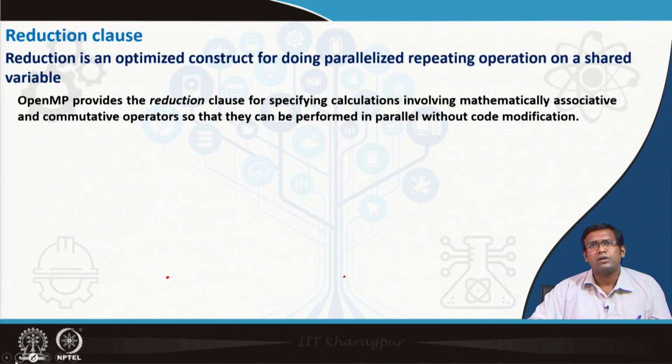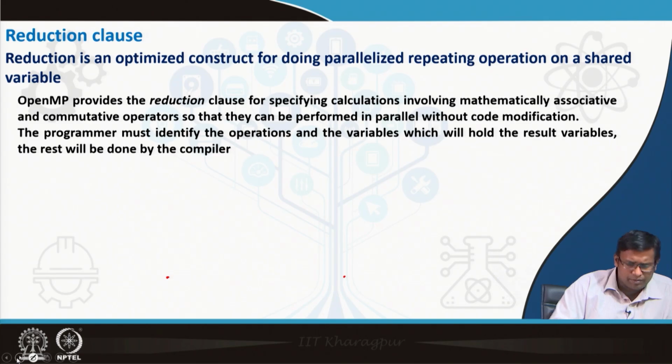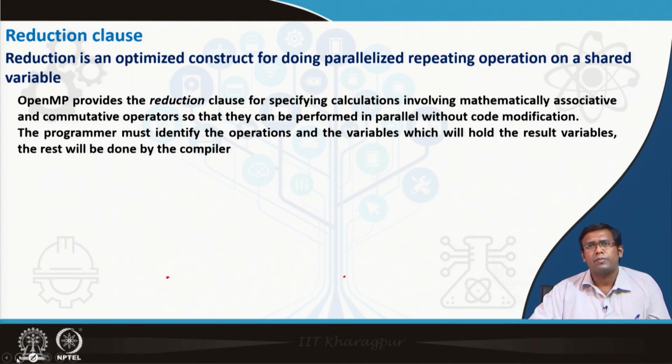OpenMP provides the reduction clause for specifying calculations involving mathematically associative and commutative operators so that they can be performed in parallel without code modification. We will see some examples later. The programmer must identify the operation and the variable that will hold the result, and the rest will be done by the compiler. Say you need to find the sum. The programmer has to identify that the operation is sum and the summed variable is, say, total.